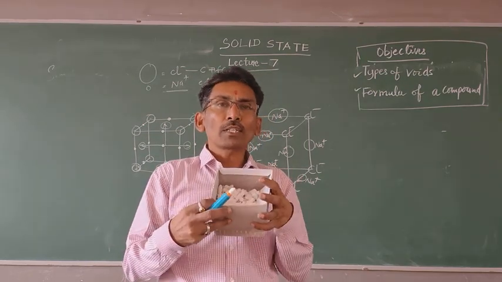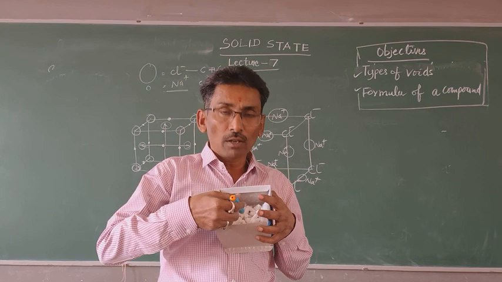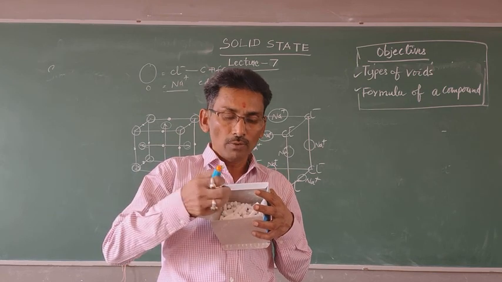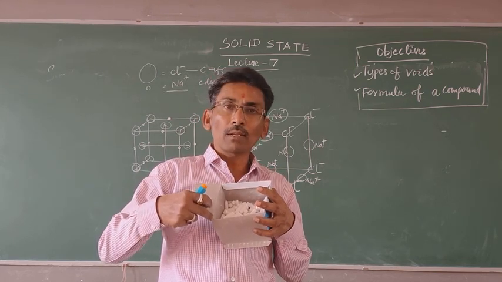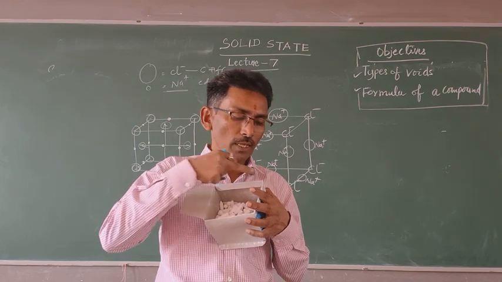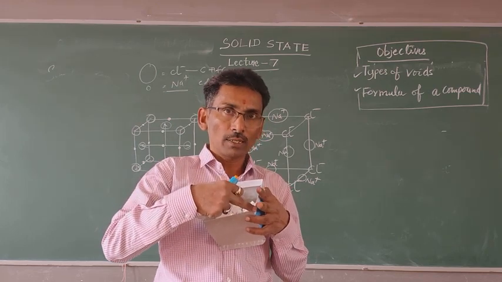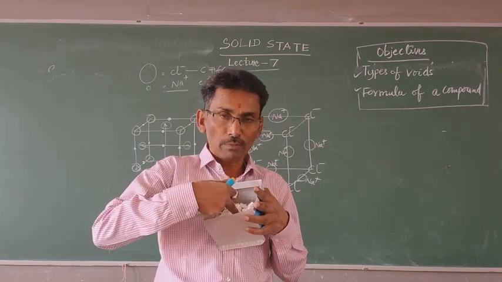Right. What is present in the middle of the cube? Here, middle of the cube, Na plus. Right. Here, corner, Cl minus. Here, corner, Cl. Here, corner, Cl. Here, corner, Cl. They are far from the Na plus in the middle.